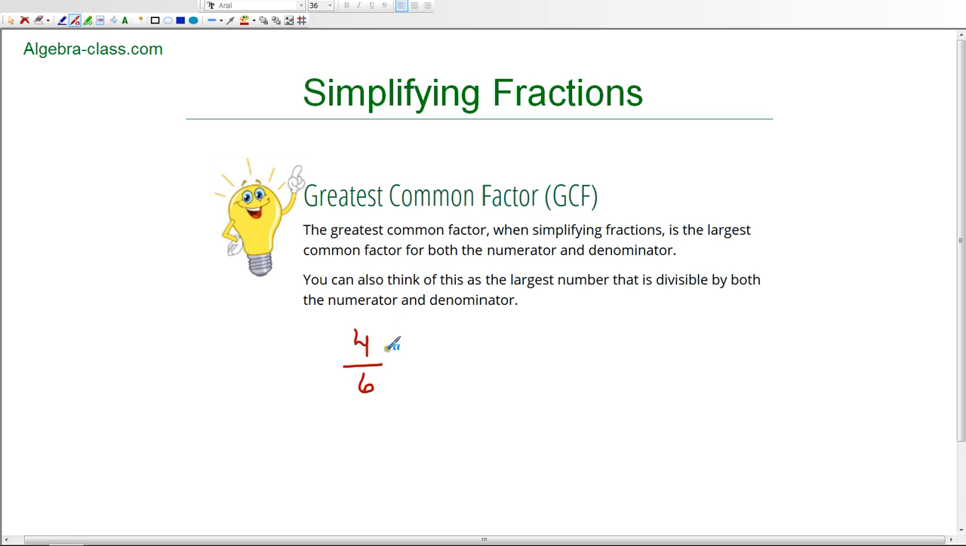So what number can I divide 4 and 6 by that will give me a whole number? So I know that 4 divided by 2 is 2, and 6 divided by 2 is 3. Therefore, 2 is the GCF, or the greatest common factor, because that is the greatest number that we can divide 4 and 6 both by and still end up with a whole number as an answer. Okay, so we're going to use this as we simplify fractions.